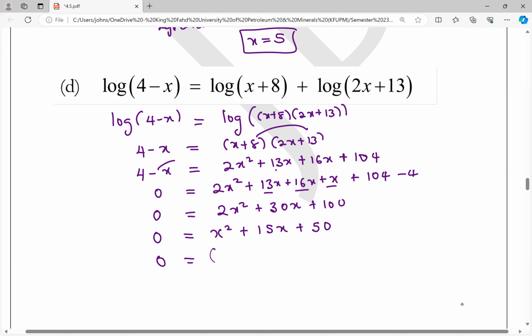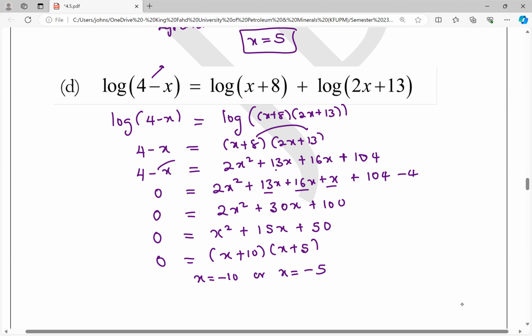So here we can factorize this as x plus 10 and what? x plus 5. Which simply means x is minus 10 or x is what? Minus 5. But which one do we reject? Look now, if you take minus 10, here if you put minus 10 here, it's okay.